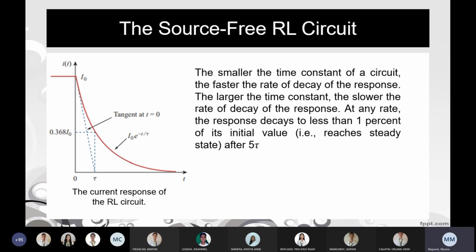So, the smaller the time constant of a circuit, the faster the rate of decay of the response. The larger the time constant, the slower the rate of decay of the response. So, at any rate, the response decays to less than 1% of its initial value. So, similar lang sa capacitor natin or sa RC circuit, it reaches the steady state after 5 tau or 5 time constants.